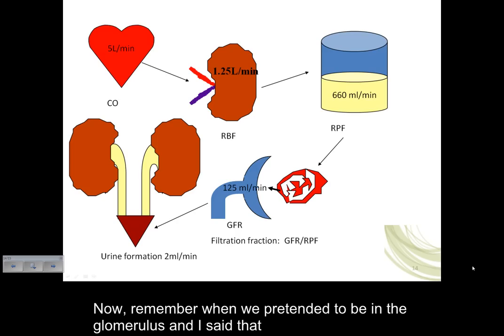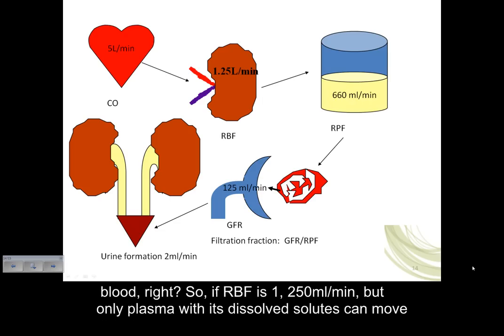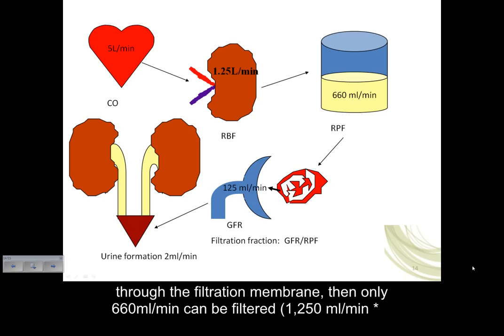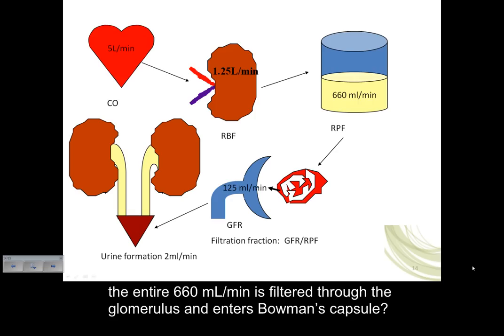Now, remember when we pretended to be in the glomerulus, and I said that red blood cells don't get through the filtration membrane, but plasma does. So plasma is 55% of whole blood, right? So if renal blood flow is 1,250 milliliters per minute, but only plasma with its dissolved solutes can move through the filtration membrane, then only 660 milliliters per minute can be filtered. 1,250 milliliters per minute times 0.55 is 660.